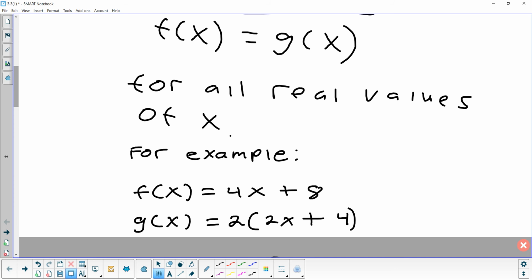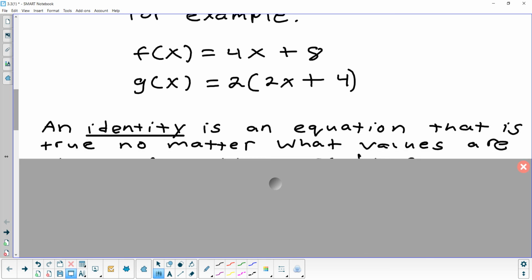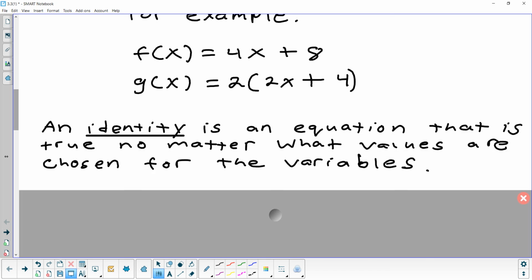Right, and that's called an identity. Two things that are exactly the same. Even though they look a little different, there might be a way to simplify one of them to make it look like the other one. And that's what we're going to be doing with trig identities. We're going to have two things. They might look a little bit different, but there's going to be a way to simplify one of them to make it look like the other. Okay. So an identity is an equation that is true no matter what values are chosen for the variables.